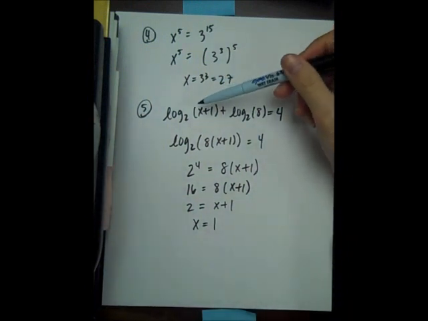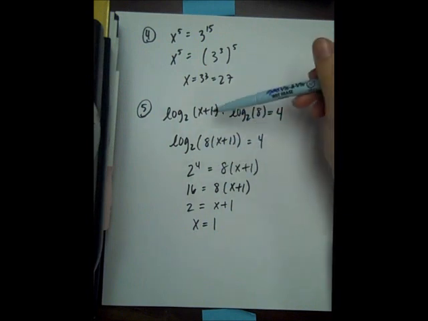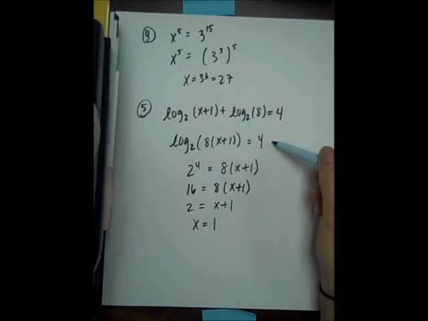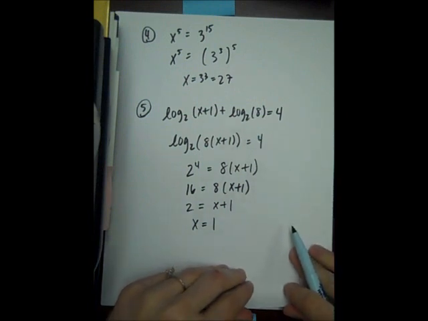So in this problem, I started with logarithms where my variable was on the inside. I simplified it as much as I possibly could, so that was this step. Then I went to exponential form. So if you're in log form, go to exponential form, solve for x that way.